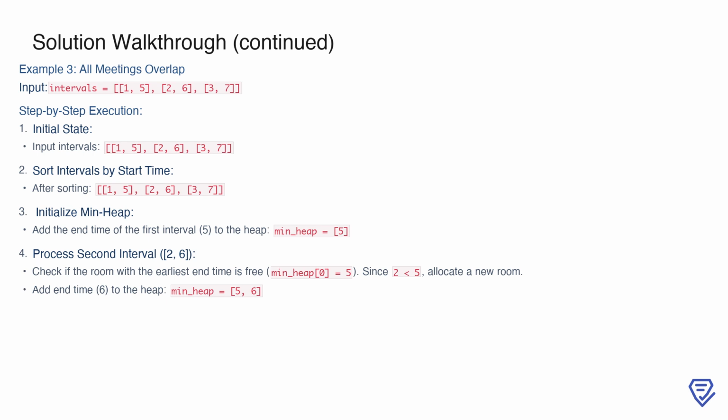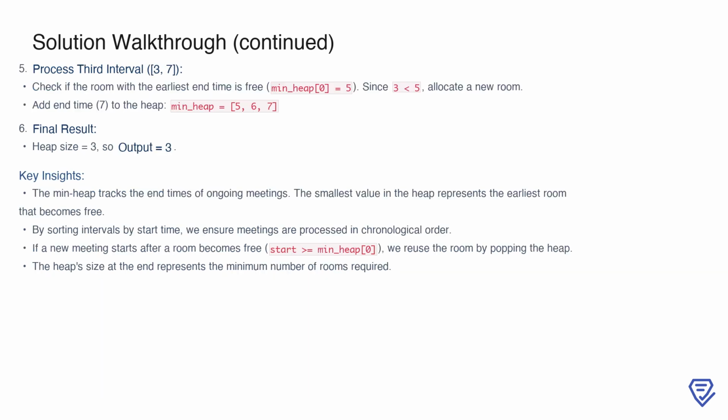Next, we process the second interval, [2, 6]. We check if the room with the earliest end time, 5, is free. Since the start time 2 is less than 5, the room is not available, so we allocate a new room. We add the end time 6 of the current interval to the heap, which now contains 5 and 6, representing 2 ongoing meetings. This demonstrates how the heap grows when overlapping meetings require additional rooms. Now, we process the third interval, [3, 7]. We again check if the room with the earliest end time, 5, is free.